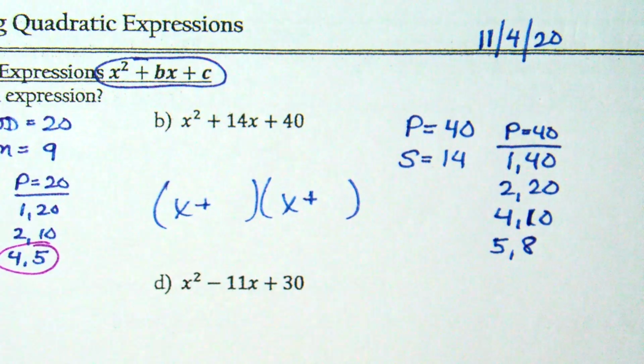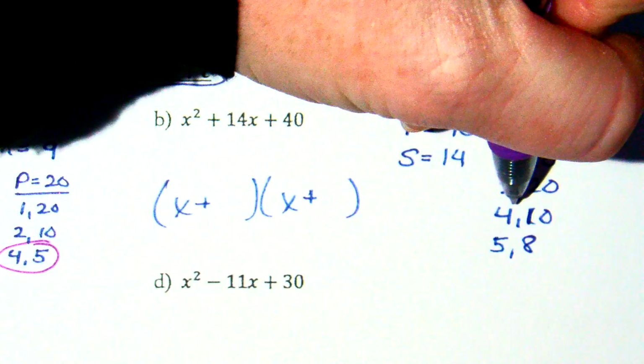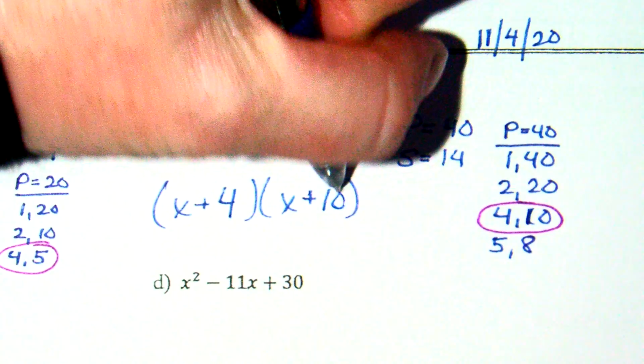And notice when I count up, I'm counting up 1, 2. Did I skip over any numbers? No, I checked all my numbers. So the pair that multiplies to be 40 and adds to be 14, 4 and 10, yes? So what's my answer going to be? Okay. X plus 4 times x plus 10.